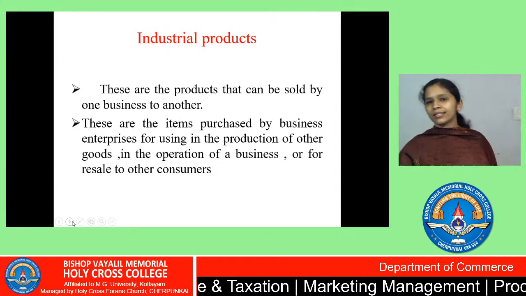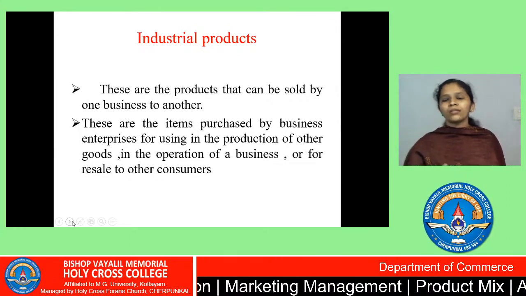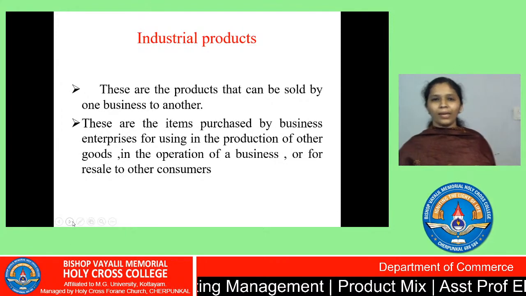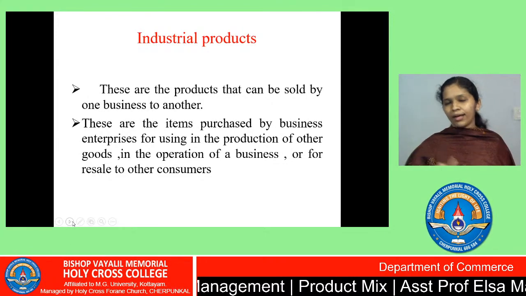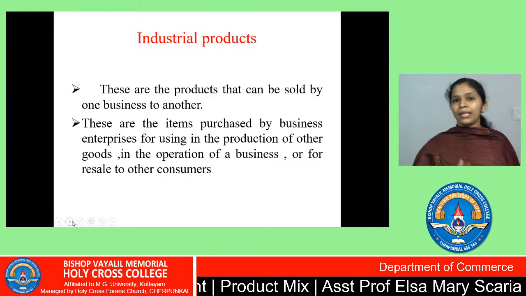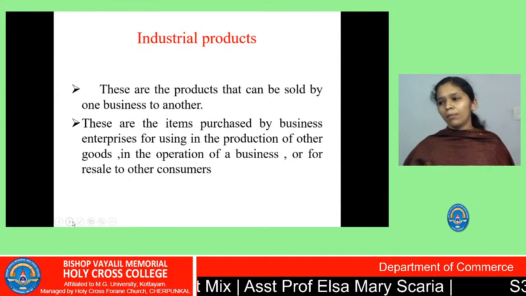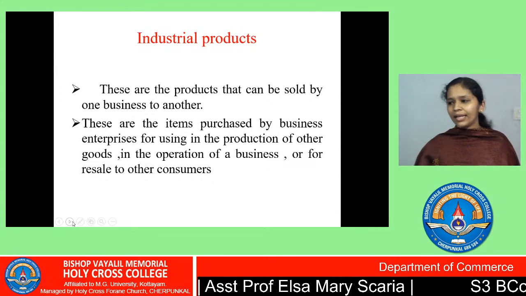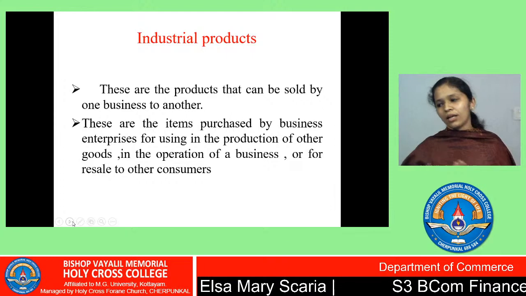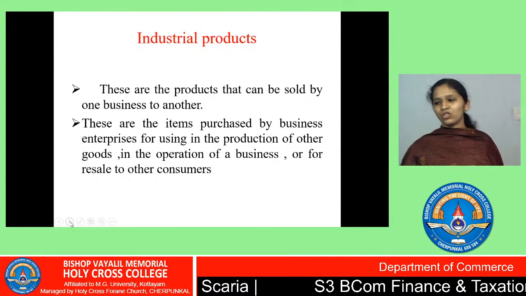First one, industrial products. Industrial products are the products which can be sold by one business to another business. That means the seller and the buyer are business partners. This means the raw materials required for production are included in industrial products. So in simple words, industrial products means products which are meant for industrial use. So these are the products that can be sold by one business to another business.